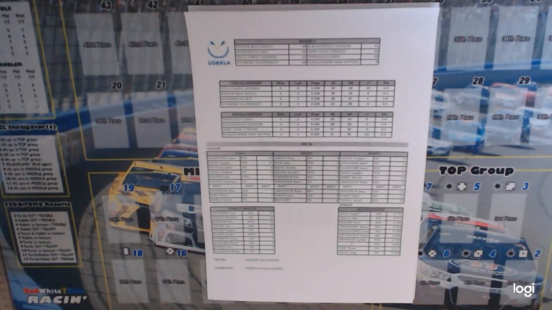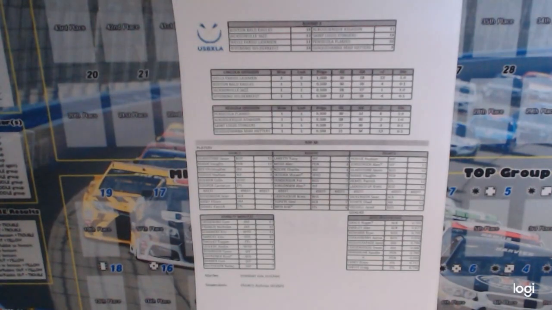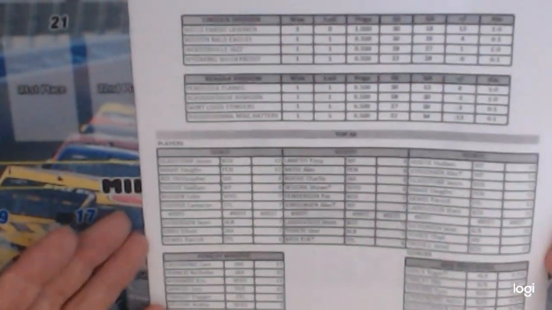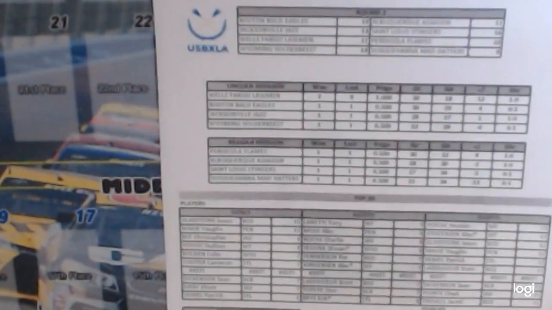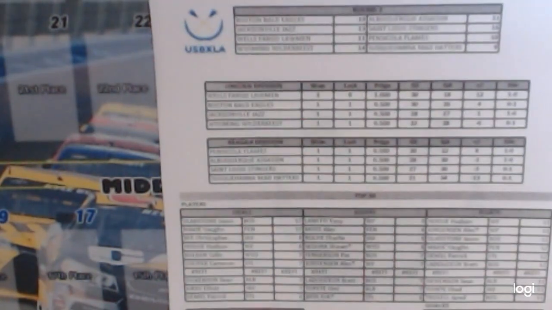So let's see if we can make this a bit clearer for us. I'm going to have to do it in a couple of sections. So after round 2, the results from this round: Boston Bald Eagles 19, Albuquerque Assassin 11, Jacksonville Jazz 13, St. Louis Stingers 16, Wells Fargo Lawman 11, Pensacola Flames 10, Wyoming Wildebeest 14, Saskatchewan Mad Hatters 9.